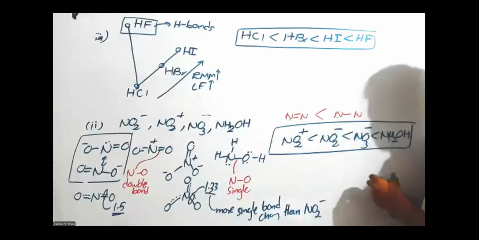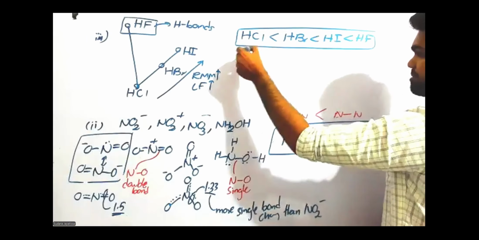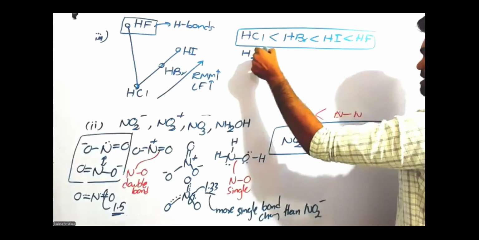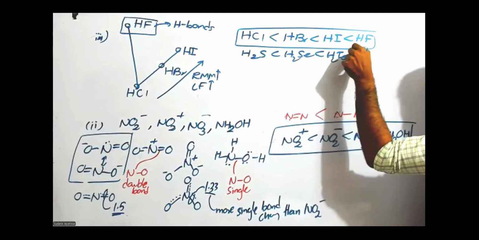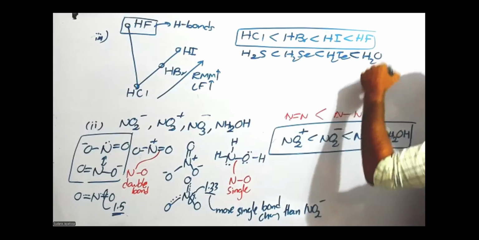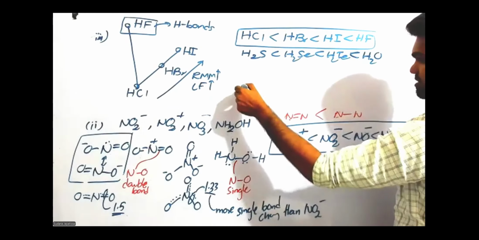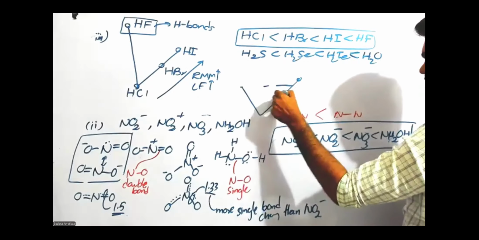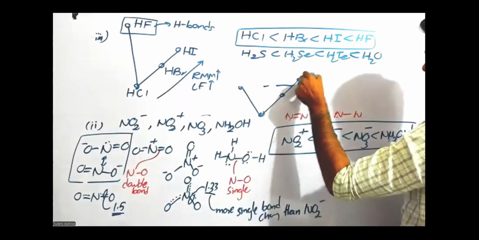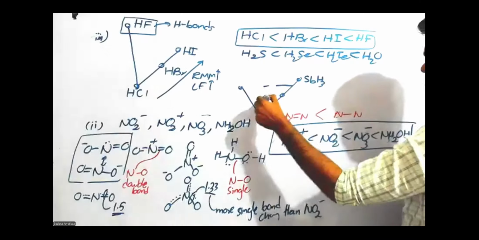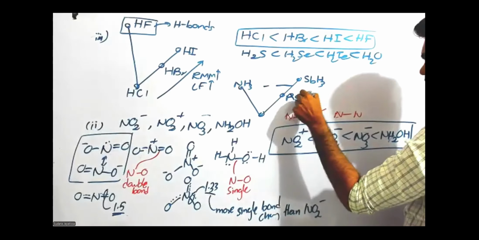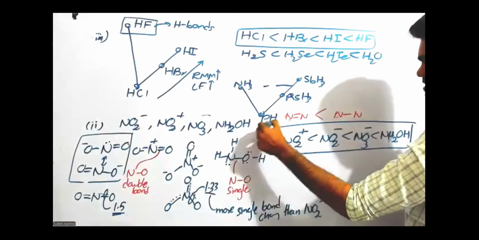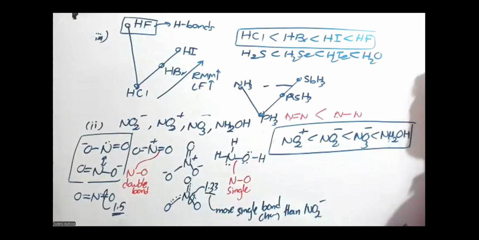And study that well. If it is asked for ammonia and others, water also, the same thing goes. H2S, H2Se, H2Te, and the highest value will be H2O. And for the ammonia group, it's something like this: SbH3 is the highest one, then ammonia, then AsH3. The lowest value will therefore be PH3. Like that, you can add others to your review.